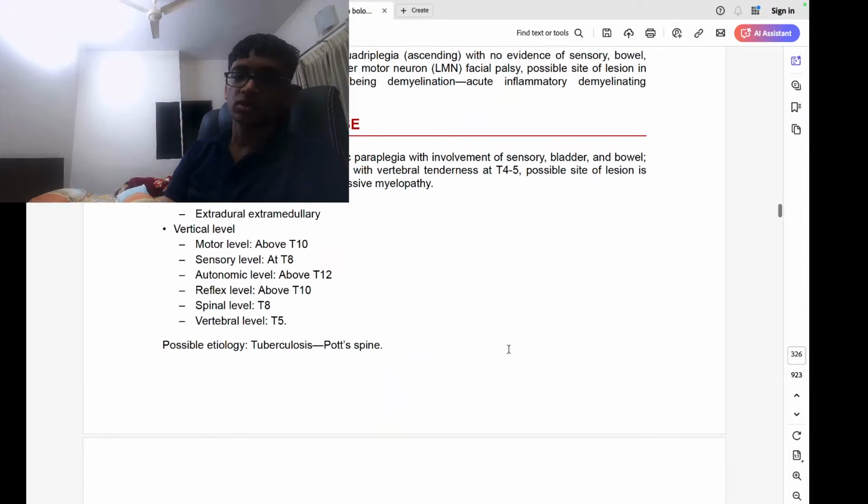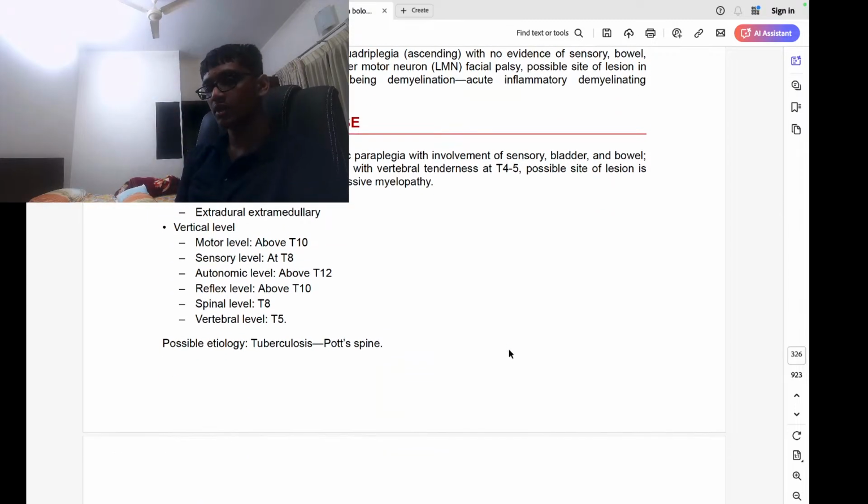For spinal cord disease, a subacute onset of symmetrical spastic paraplegia with involvement of sensory, bladder, and bowel, with no involvement of cranial nerves, with vertebral tenderness at T4, T5, with possible site of lesion being the spinal cord, the disease being compressive myelopathy. So, horizontal level you have extradural, extramedullary, and vertical level you have motor level above T10, sensory level above T8, autonomic level above T12, reflex level above T10, and spinal level is T8, vertebral level is T5.